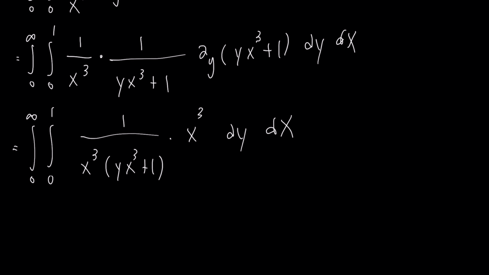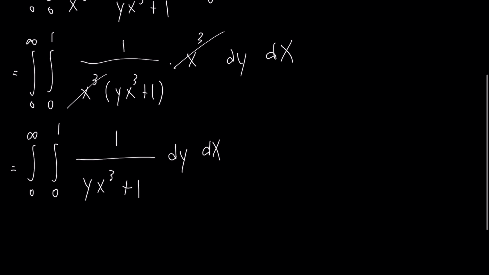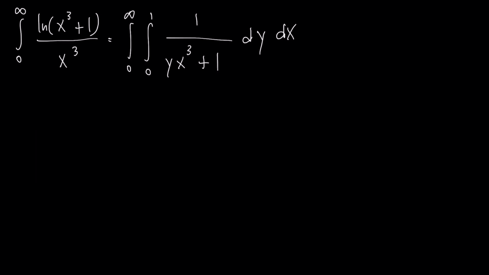And as you can notice, the x cubes cancel, and we're left with the integral from 0 to infinity, the integral from 0 to 1 of 1 over yx cubed plus 1 dy dx. So we now have that our integral is the integral from 0 to infinity, and then the integral from 0 to 1 of 1 over yx cubed plus 1 dy dx. And from here we could exchange the order of integration. So it is equal to the integral from 0 to 1, and then the integral from 0 to infinity of 1 over yx cubed plus 1, and it's going to be dx dy.